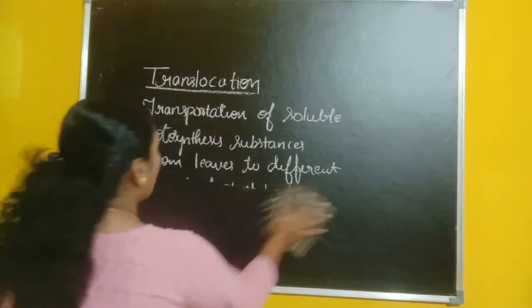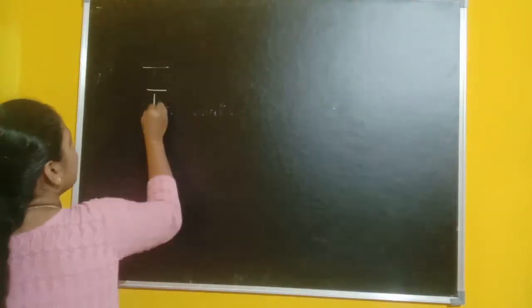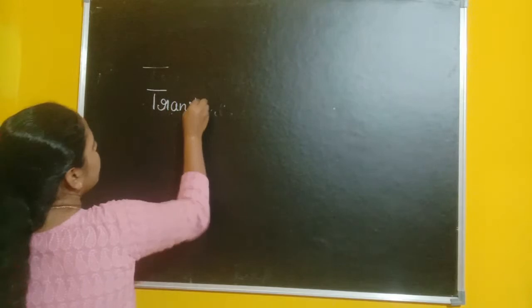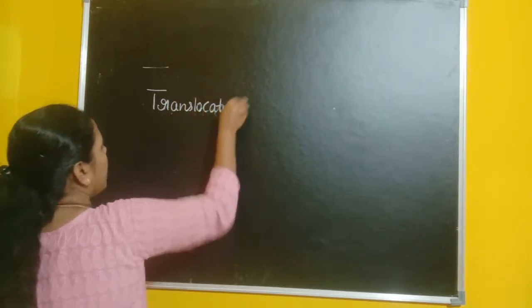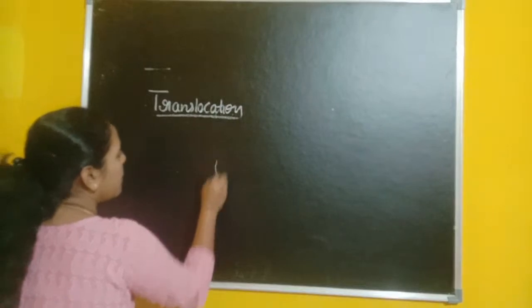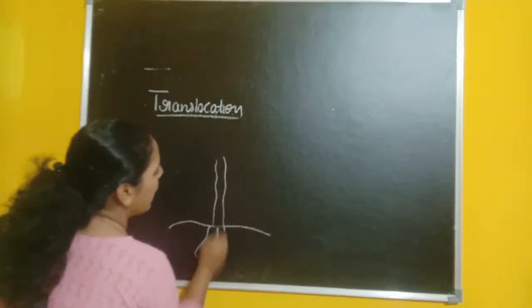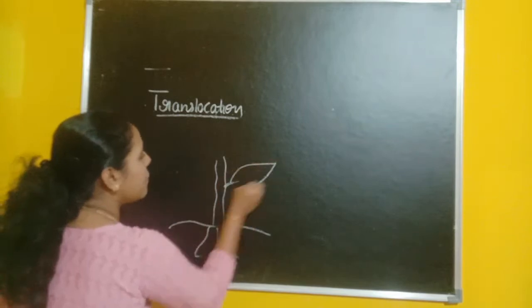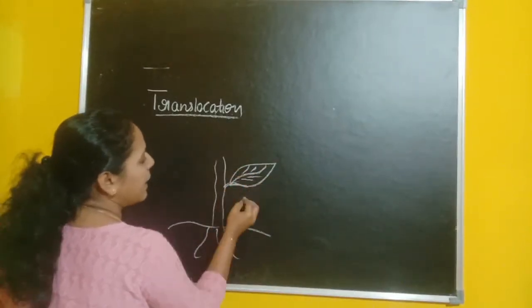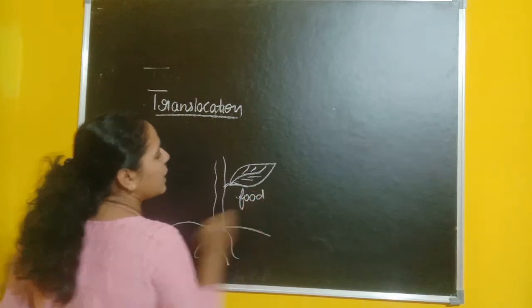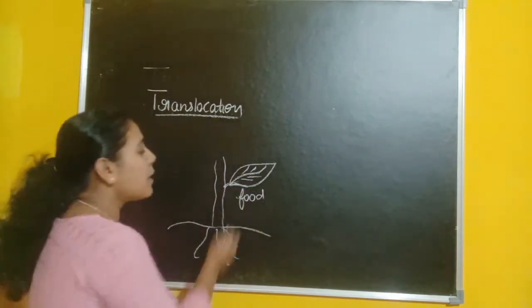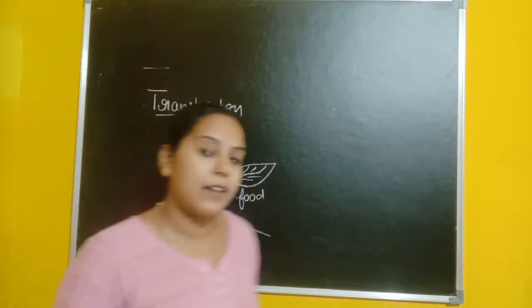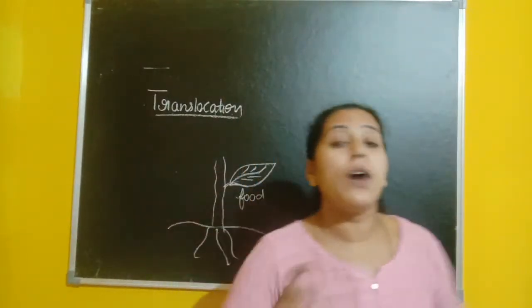So next, what you need to understand here is how this translocation is taking place. See, say for example this is a plant body. What happens in the leaf part of the plant? The food is getting prepared in the leaf. Okay? Now the prepared food gets transported because of the osmotic pressure which is being created.